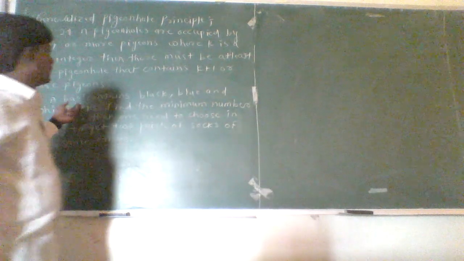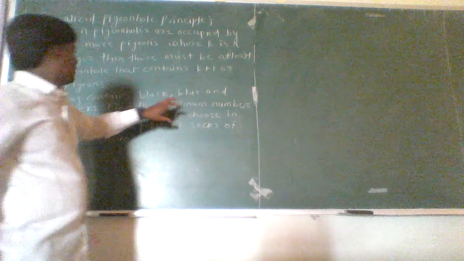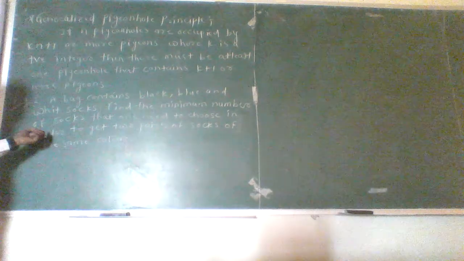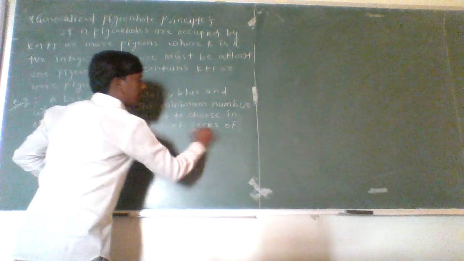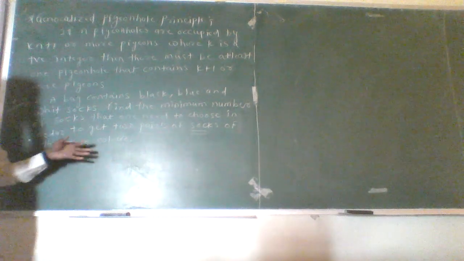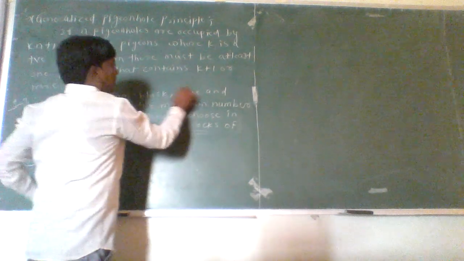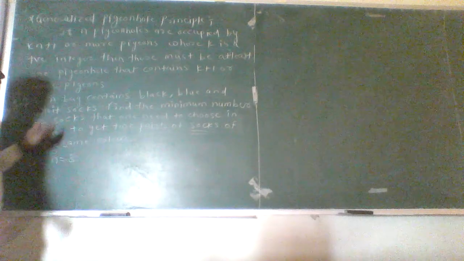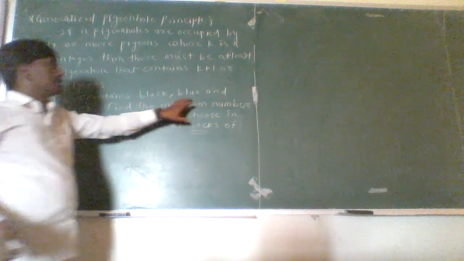Okay. So here there is one bag which contains three colors of socks, that is black, blue, and white. Now here we have to find out the minimum number of socks that one needs to choose in order to get two pairs of socks. Two pairs of socks means there are four socks of the same color. So according to this pigeonhole principle, these socks, black, blue, and white, can be considered as pigeonholes, and the number of pigeonholes is n. So here, n is nothing but 3. That is, these three colors can be considered as pigeonholes.